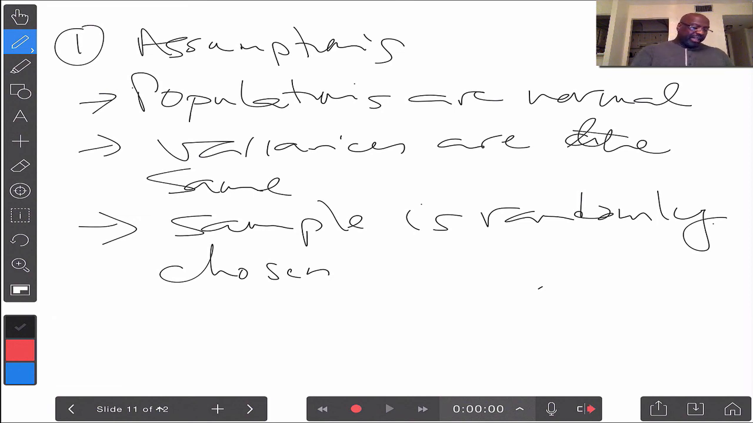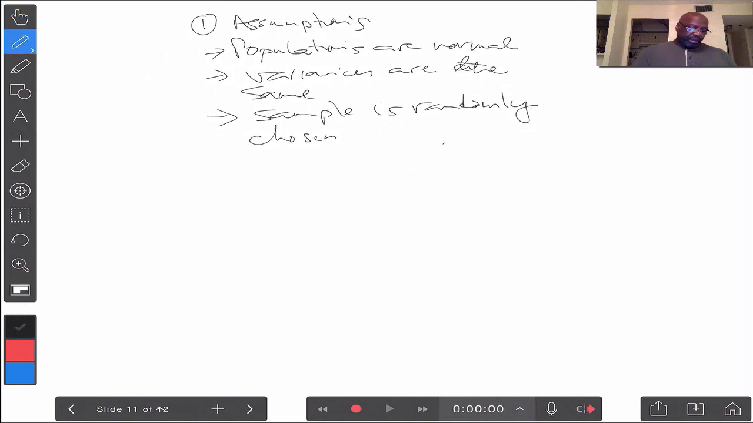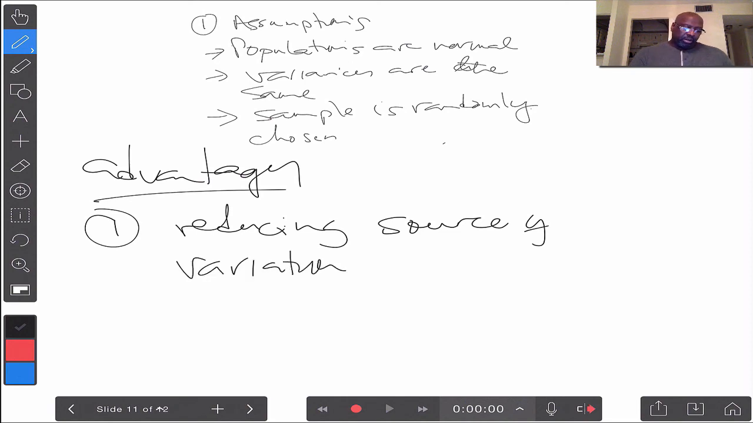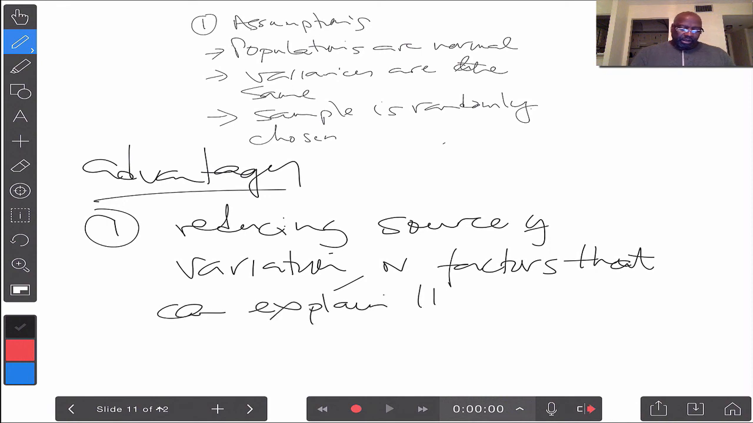What are the advantages of that kind of experiment? There's some advantages. One is reducing the sources of error or variation, or the factors that can explain the result that we're trying to establish. That's one. Two, you need smaller sample sizes.